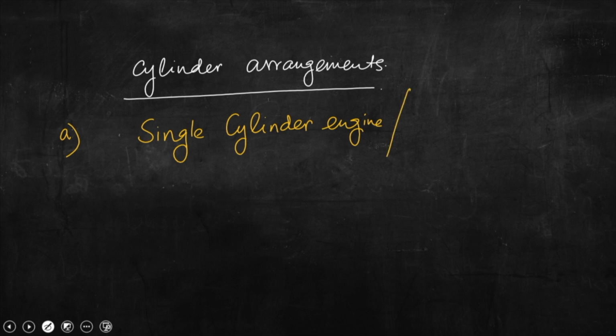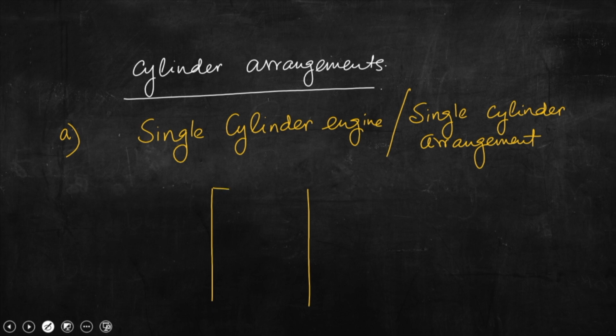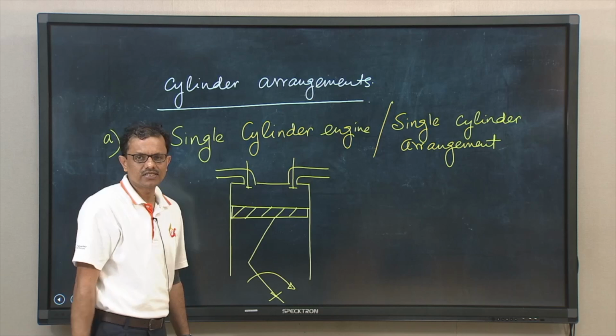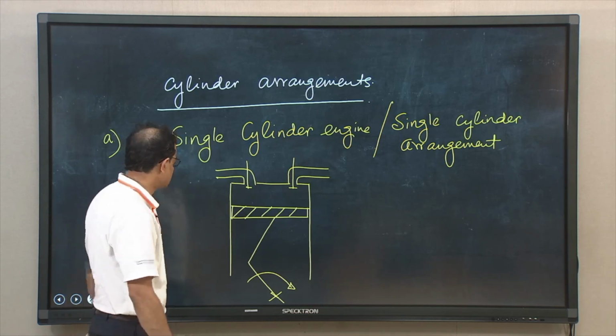I should say single cylinder arrangement. So, let us draw the schematic depiction of this particular type. Very straightforward. So, we will be having valve here and so this is crank and connecting rod mechanism. So, you can see that single cylinder and piston is there, and piston will reciprocate between two identified locations, that is top dead center and bottom dead center.